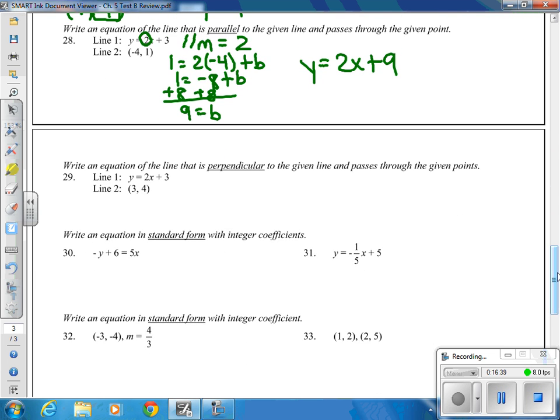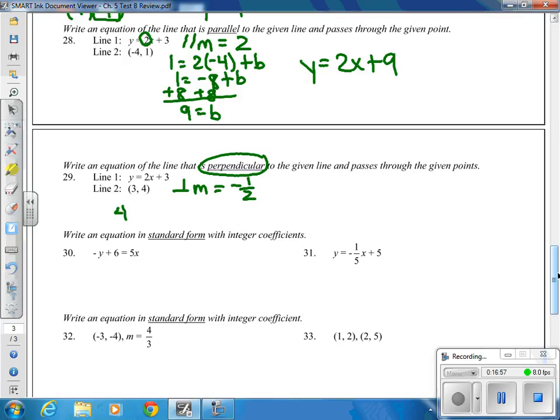29 is the same exact thing, same line, different ordered pair, but this time it's asking you for the perpendicular equation. So you've got to do a different set of thought processes. Your perpendicular slope, remember, is your opposite reciprocal. So in this case, that would be -1/2. I'm going to use that number and the ordered pair to find my b.